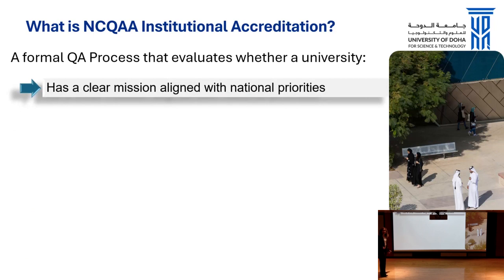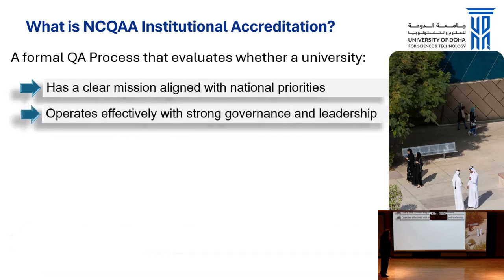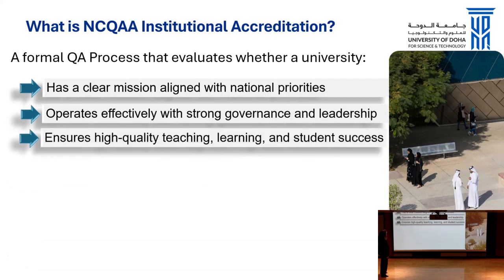What they're looking for is that every university has a mission that is aligned with the national priorities. Because we operate in the state of Qatar, we do have to align with the national priorities of the state of Qatar. That we have effective and strong governance and leadership at the institution that guides everything that we do, the major decision-making, and the governance structure of our institution.